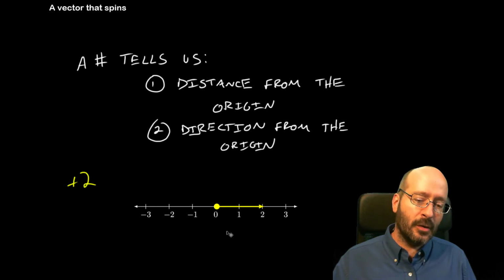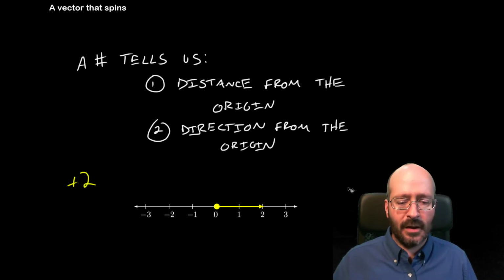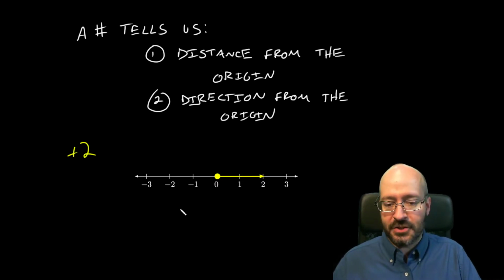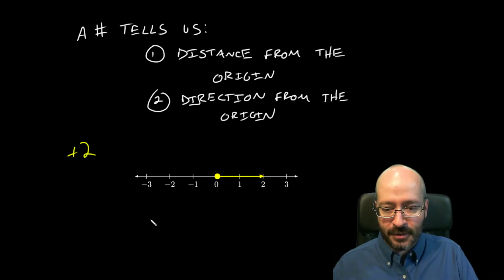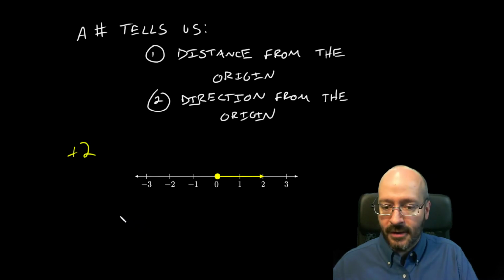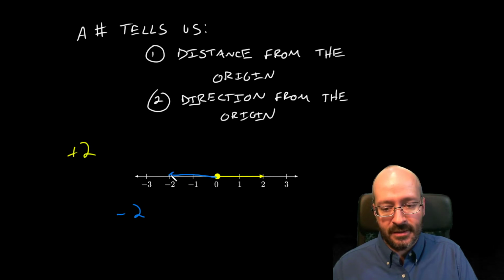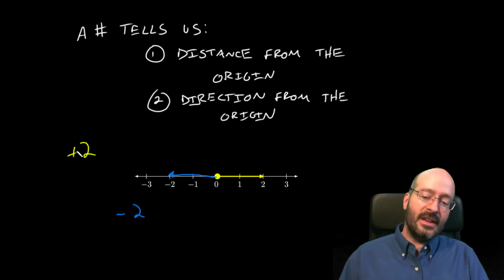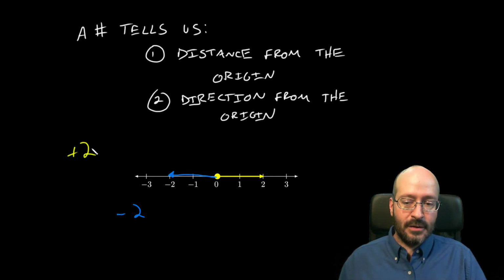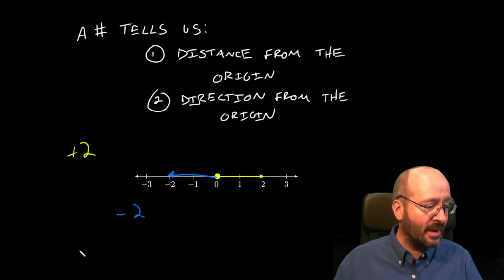So if I take +2 and I put it on a one-dimensional number line, I get the distance from the origin and I get direction, right? Because if I said -2, I'm going to get the same distance from the origin, but a different direction. So with these numbers, which we would call scalars, we have the magnitude and we have the sign. So we get the distance and we get the direction. Okay, and it's as simple as that. That's what's in a number.